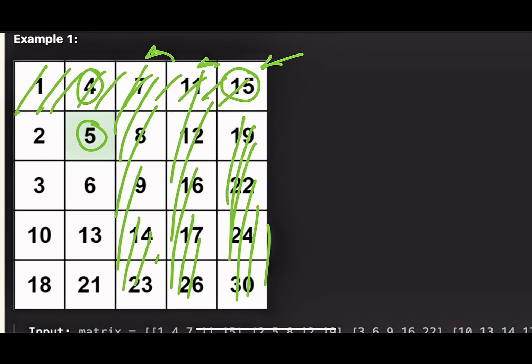So the time complexity for this one will be O(m plus n), because you guys can only delete the whole row and the whole column. So the time complexity would be O(m plus n), and that's it.